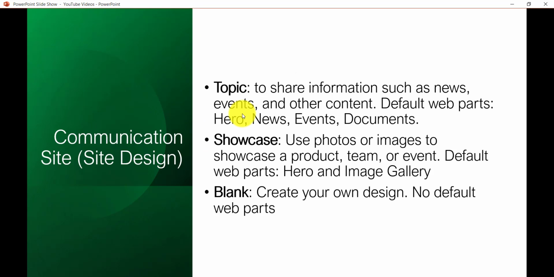And next thing, when you create a communication site, it will allow you to choose a design from these three. One is the topic, where, let's say you want to share information like news or events, that kind of thing. Then you can select topic, and when you select this topic site design, you will get a hero web part. I have a separate video for the hero web part. I'll share the link, you can have a look at this. I'll put the link in the video description. Same way, there will be news, events, and documents. So these are the web parts which will be there by default. It will be there, and you can start working with this directly.